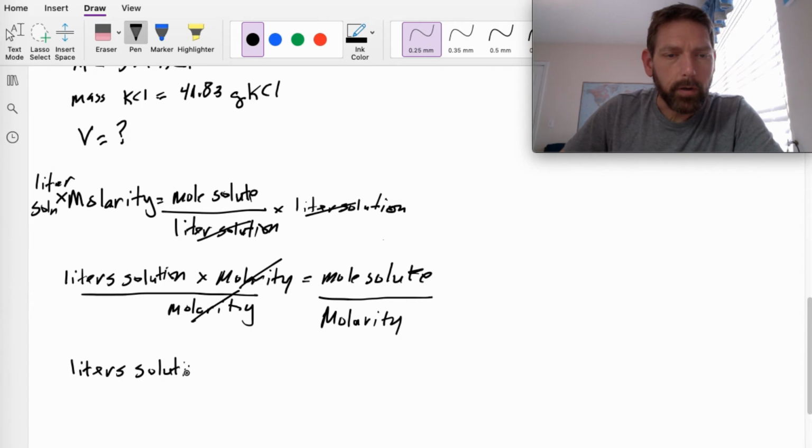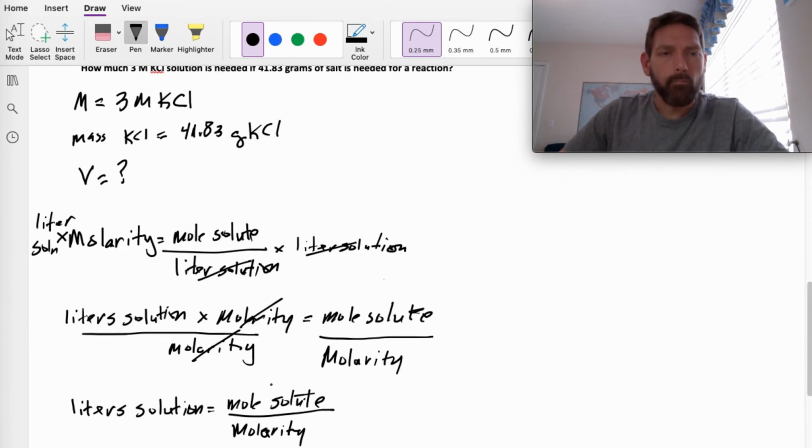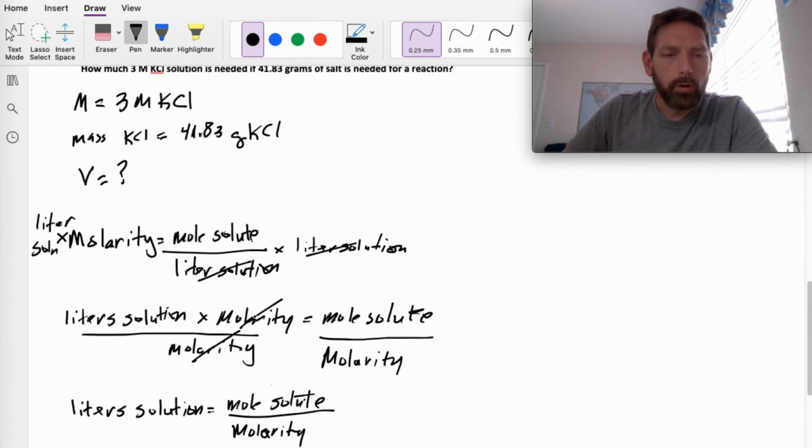liters of solution equals moles of solute per concentration, the molarity of the solution. Okay. So down here we see we need molarity. We got molarity up here. Check. Liters of solution. That's what we're solving for right here. We can't put a check on that yet.